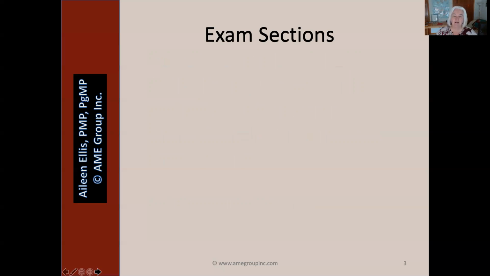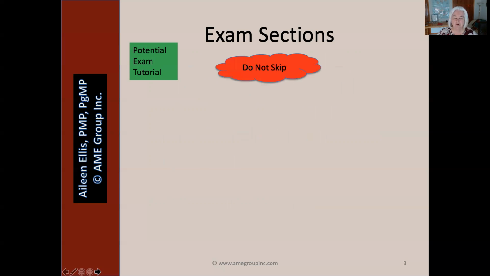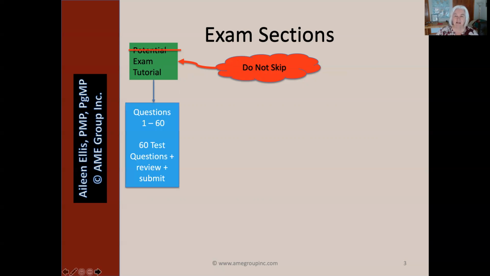When we think about the exam, it's broken into sections. At the beginning, there's a potential exam tutorial. I say potential because you don't have to use this tutorial if you don't want to. My advice, and the advice of almost all of my students, is do not skip this tutorial. The time you spend on the tutorial does not count in your total time. The tutorial will teach you how to select answers, how to select answers and mark the question for review, how to skip answers, how to do your review. Don't skip the tutorial.